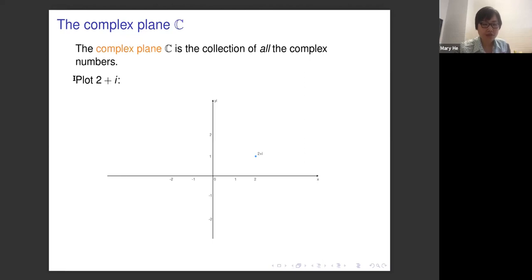So for example, if I want to plot this complex number 2 plus i, that is to say, I want to find an address on this complex plane for the complex number 2 plus i, this is how I do it. This complex number 2 plus i has x part equal to 2, right? So on the x-axis, I find where 2 is, and on the y-axis, I find where 1 is. So x equals 2, y equals 1 is the address of this complex number. This blue dot represents the complex number 2 plus i.